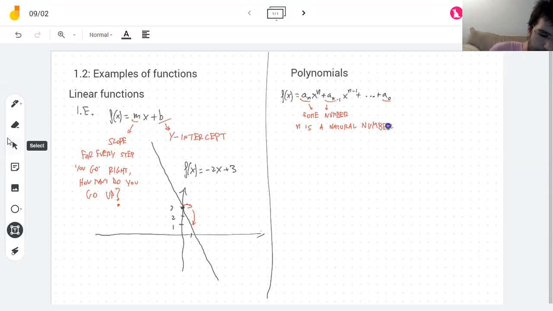So for example, here's a polynomial. F of x equals a number times a power of x, another number times another power of x, another number times another power of x, and then I'm bored and I stop, and that's a polynomial.